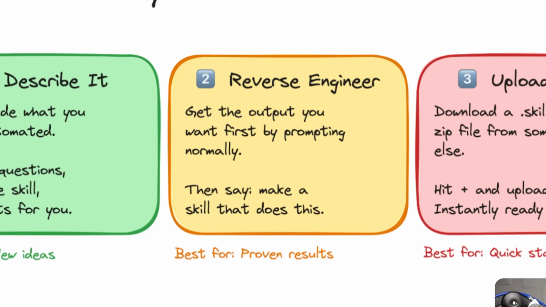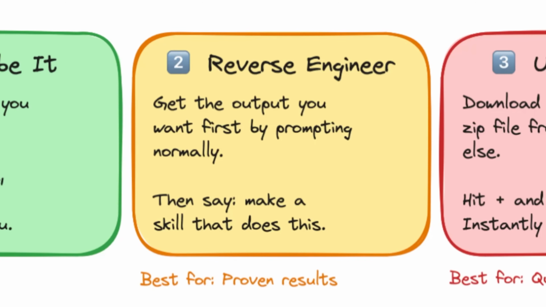The second way is to reverse engineer something that Claude has already done. So you get the output that you want first by just prompting normally, going through a normal conversation with Claude. And then you say something as simple as make a skill that does exactly what we just did. And this is best for if you have proven results and you got a good result with Claude just chatting with it normally, and you want to turn that into a repeatable process.